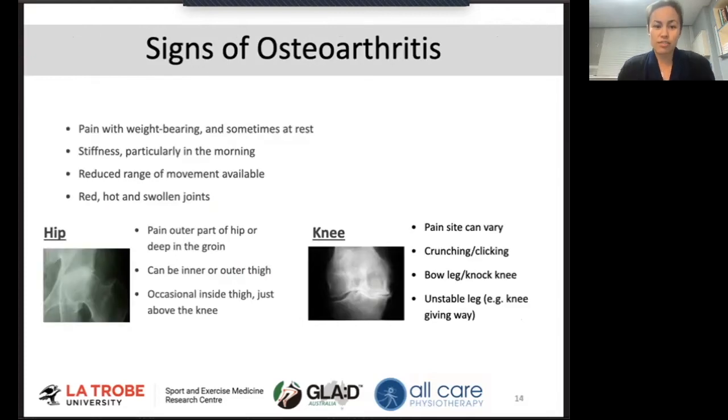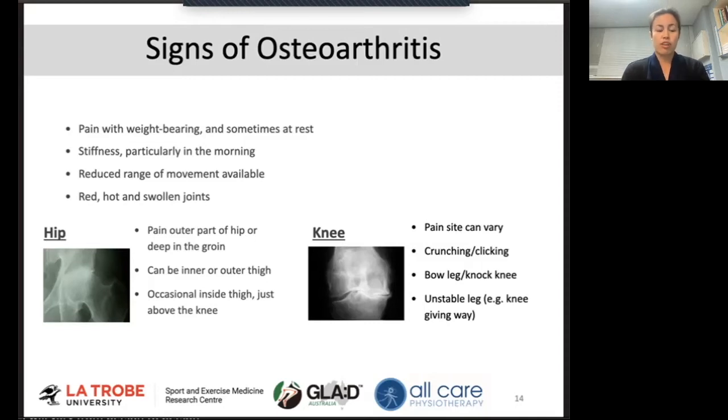Okay, so signs of osteoarthritis. Osteoarthritis normally starts in one joint. Your symptoms develop slowly, and they may stop completely with certain interventions. Experiences will vary from person to person. Often in the beginning, pain only occurs during weight bearing. Stiffness, especially in the morning or after sitting down for a period of time, is normally short-lived and will only last for about 30 minutes once you start walking around a little bit.